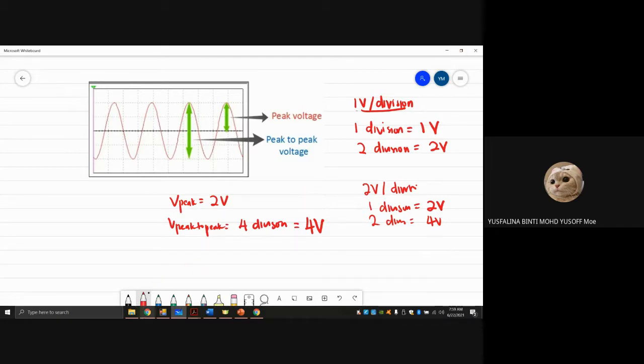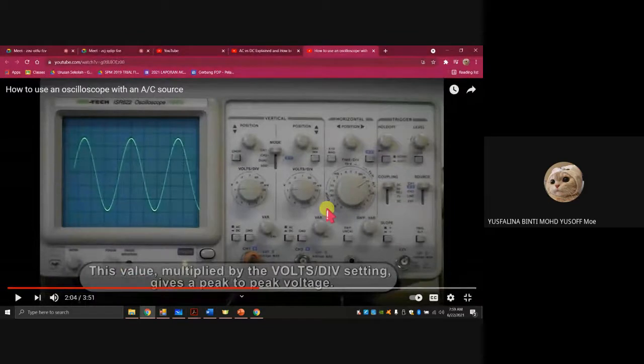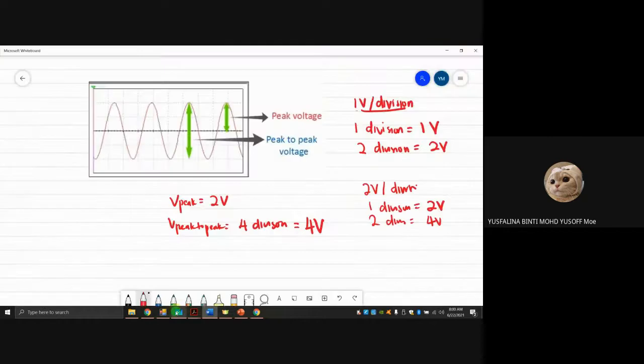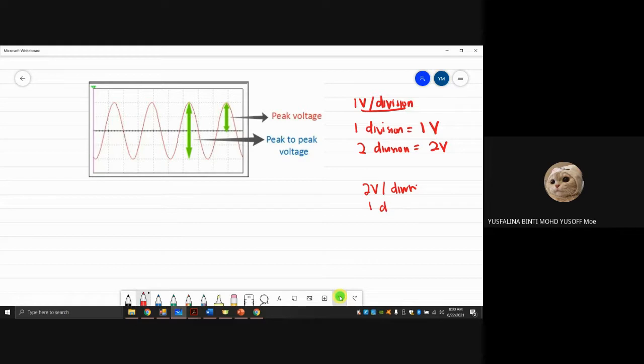Alright, so for the next one, you can also calculate the frequency. So how do you calculate the frequency? At first you have to know the formula for frequency, right? So anyone, do you know the formula for the frequency? This one you already learned in Form 1. So what is the formula for frequency?